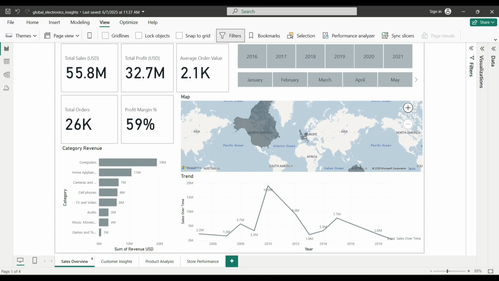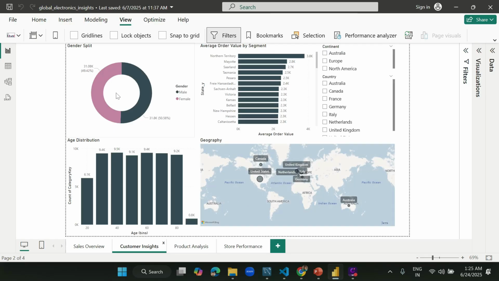Now let's explore the interactive Power BI dashboard in detail. Sales overview shows key KPIs: total sales, total profit, and average order value. Trendline highlights monthly sales performance. Category-wise revenue and total order volume provide a snapshot of sales distribution across product sales. Customer demographics displays gender distribution near 50-50 split and age breakdown of customers. Average order value is analyzed across different geographic segments. Map visuals show customers spread across continents and countries.